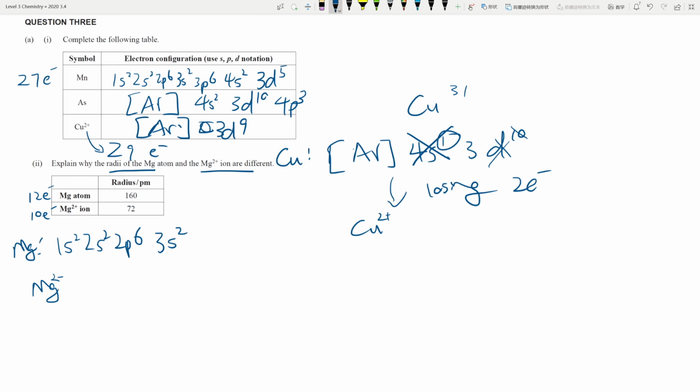And Mg2+ is 1s2, 2s2, 2p6. Okay, so you can see the Mg atom is going to be a lot bigger because you have an extra energy level. That means there's more repulsion between the energy levels, and therefore the atom is going to be bigger because the valence electrons are going to be further away.